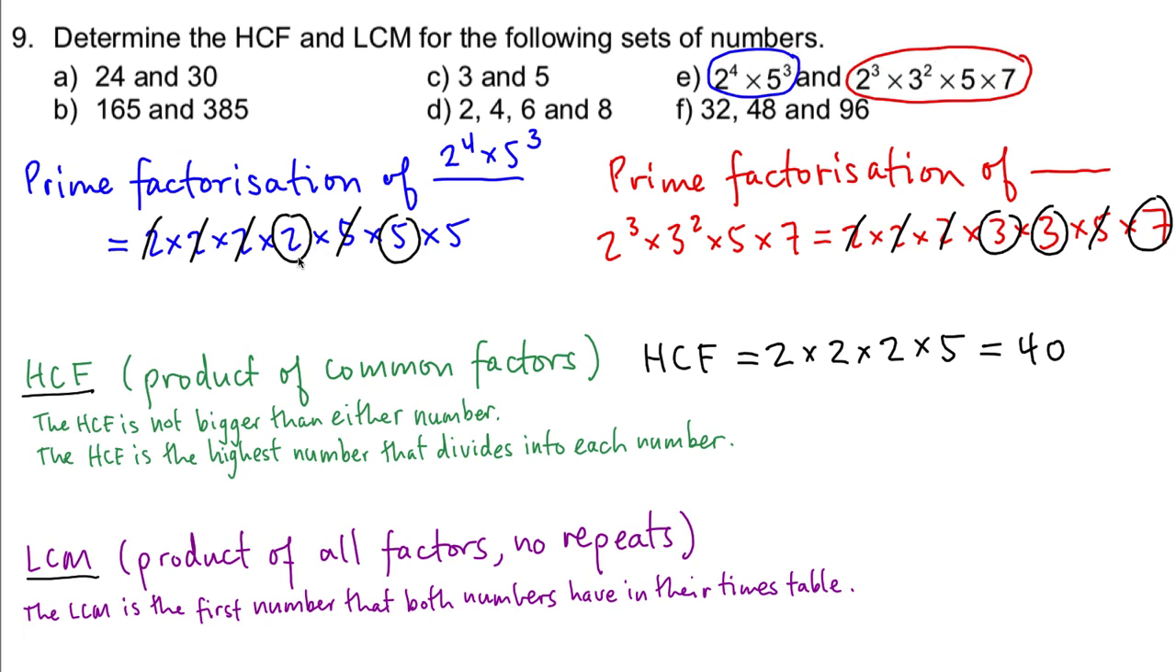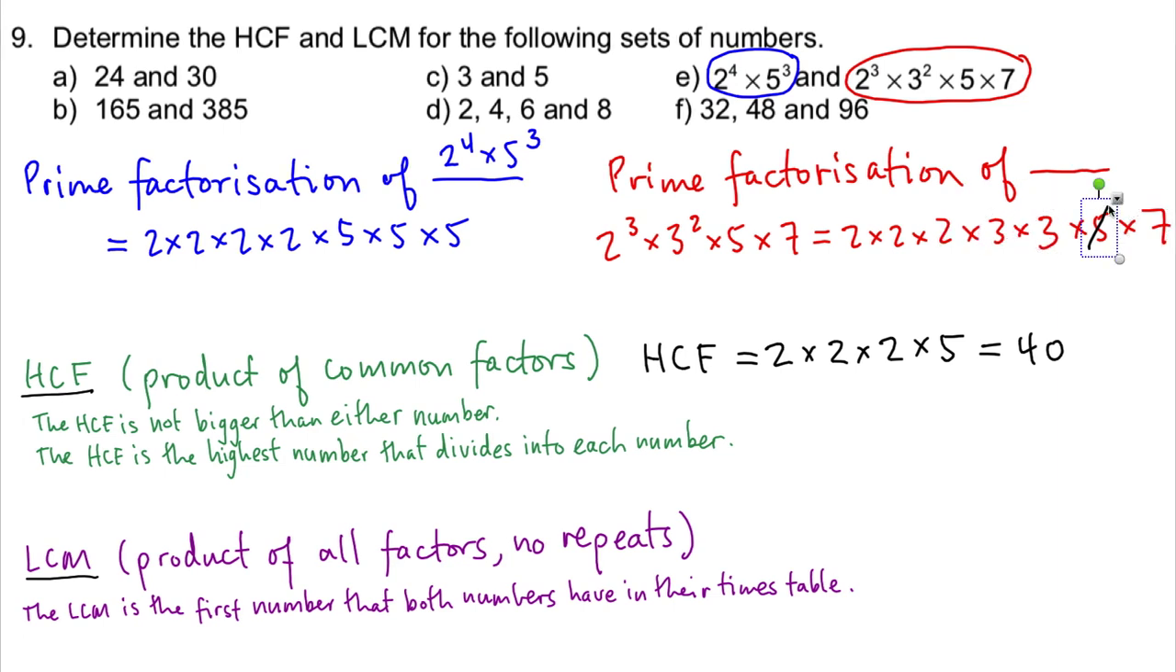So now I'm going to take off all of these tick marks because they will get in my way when I'm finding my least common multiple. So the highest common factor is the product of the common factors, but the least common multiple is the product of all the factors with no repeats.